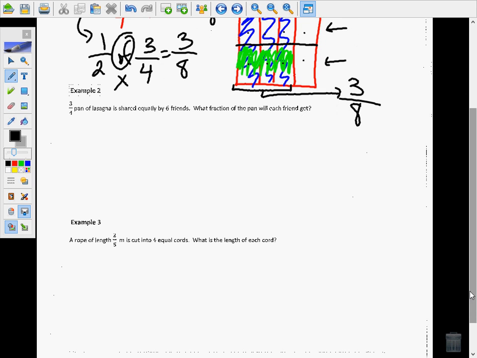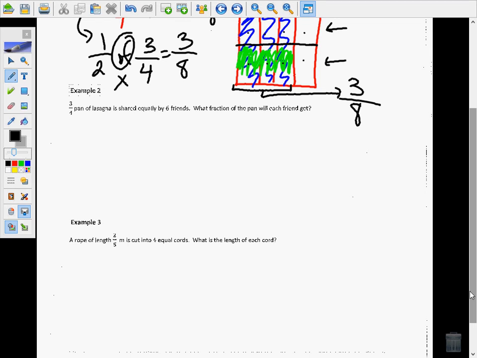Now, if you understand how to do example 1, go ahead and do the exercises on the next page without having to watch my model. If you're still having trouble, take a look at example 2 with me. 3/4 pan of lasagna is shared equally by 6 friends. What fraction of the pan will each friend get?